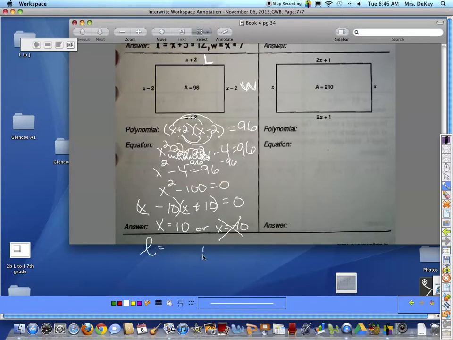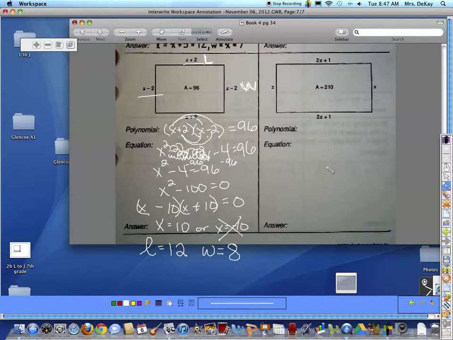So I need to find the length and the width if I know that x equals 10. So the length would be 12, and the width would be 8. And now we have the hard one. This is the hard one.